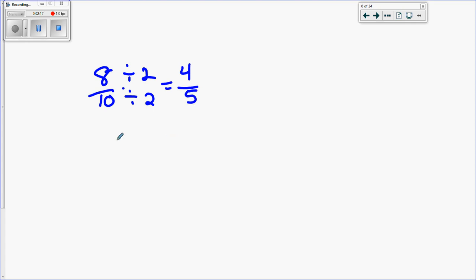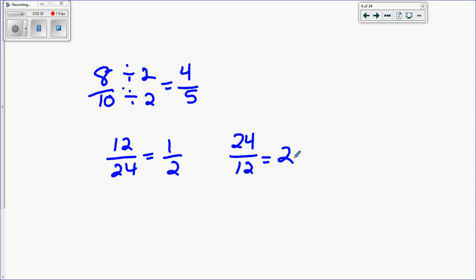For some reason, if I have a number like 12 over 24, dividing them both by 12, I get 1 over 2. Students have trouble when I have 24 over 12, that's 2. It's not 1/2 because the larger number's on top. Because, again, if I divide them both by 12, I'd get 2 over 1, which is 2. So be careful, and I don't know why students do that, but they do, they flip the number around.